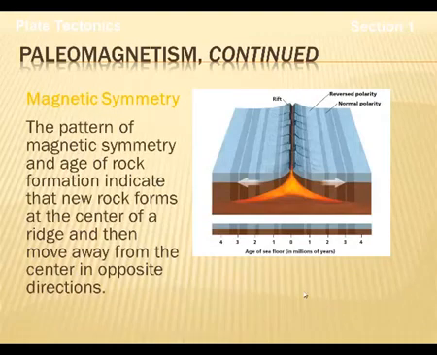This picture helps to illustrate that. So magnetic symmetry, the pattern of magnetic symmetry and age of rock formation, indicate that new rock forms at the center of the ridge and then it slowly moves away. Notice we have the geomagnetic reversal time scale here. We have the rift at the center where new seafloor is being created. The darker color represents normal polarity. The lighter colors represent reverse polarity.